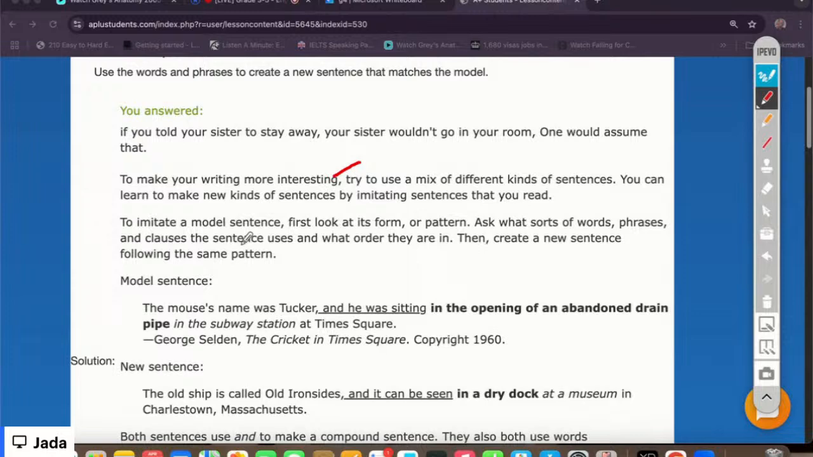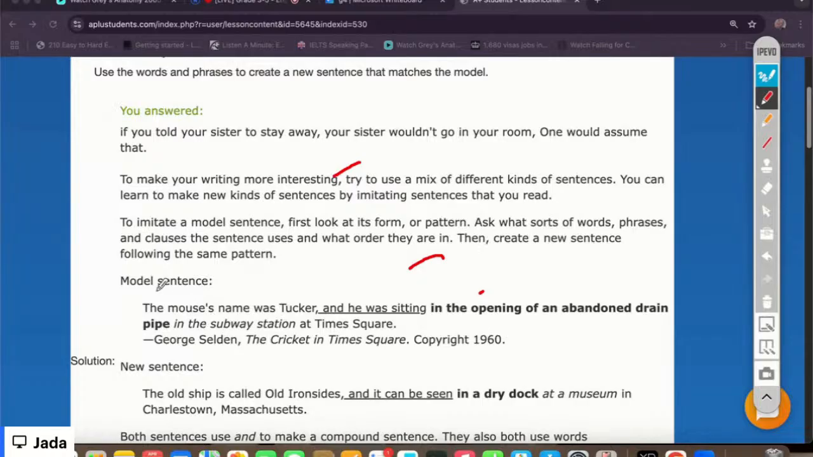So, to imitate a model sentence, first look at its form or pattern. If you want to imitate a sentence, you look at the pattern, the form, then you ask what sort of words, phrases, and clauses the sentence uses and what order they are in. Then create a new sentence following the same pattern. So, you have to look at the form, the pattern, and how the sentence comes, then you create your own.